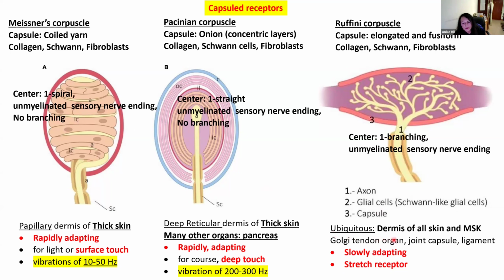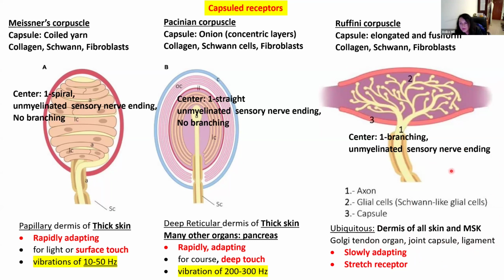This is ubiquitous, sitting all over the dermis, even though I have never seen it on a microscopic slide, probably because it's very small. It's sitting in the skin, and it also shows up in MSK. I'm not sure if you learned about the Golgi tendon organ or the joint capsule. In the joint capsule and the ligaments, they are actually monitoring the strength that goes through the tendons and in the muscle. And these guys, even though they have a capsule, are slowly adapting.